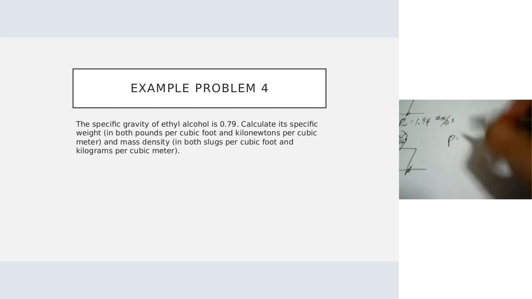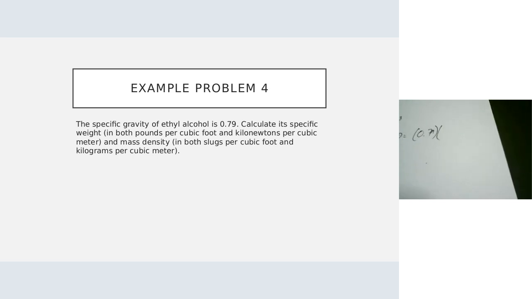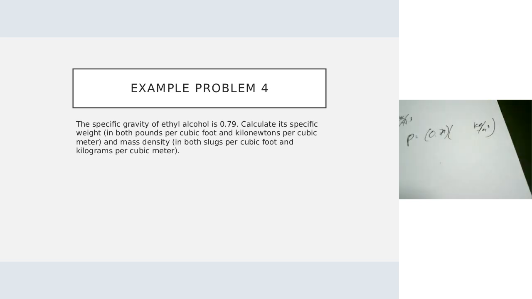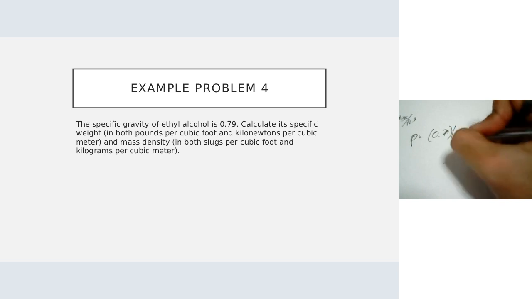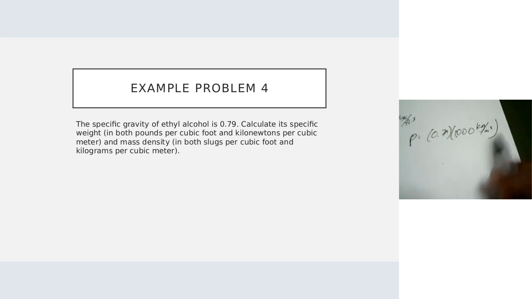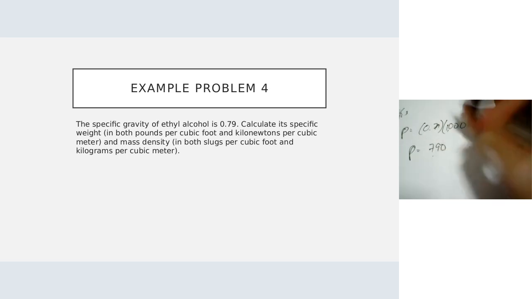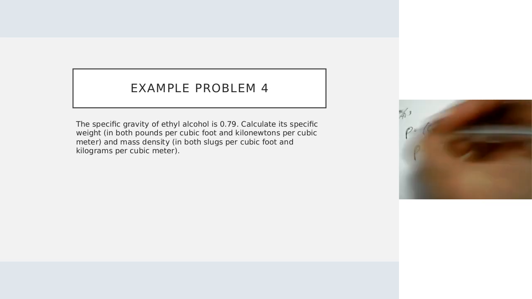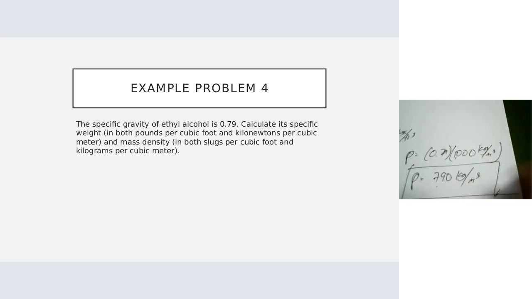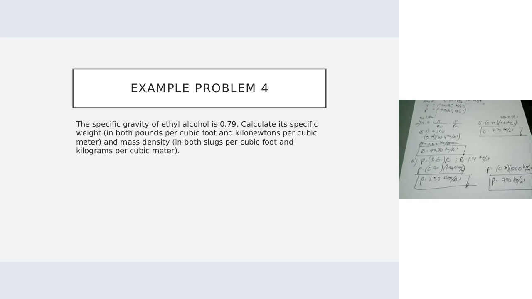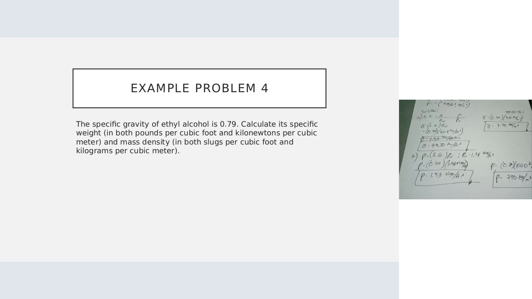What about the mass density of ethyl alcohol in kilogram per cubic meter? Okay. The mass density of water is equal to 1,000. We have 1,000 times 0.79. So obviously, this is 790 kilogram per cubic meter. There you have it. That's our answers for example problem 4.